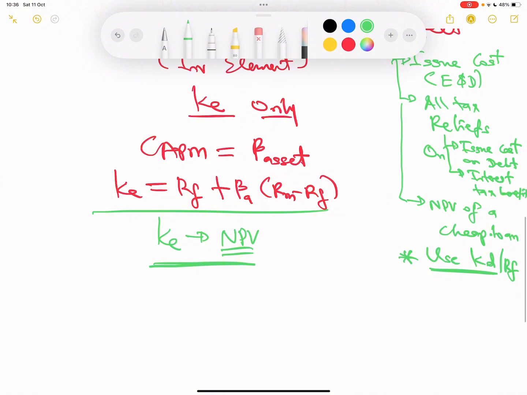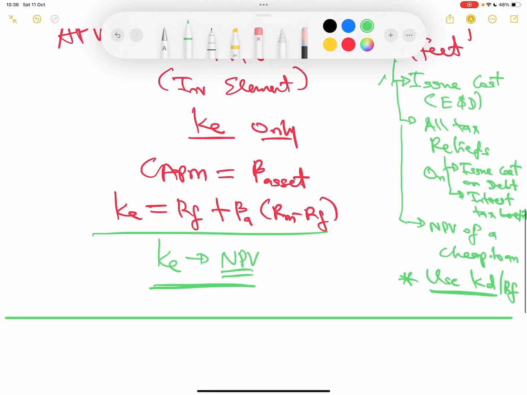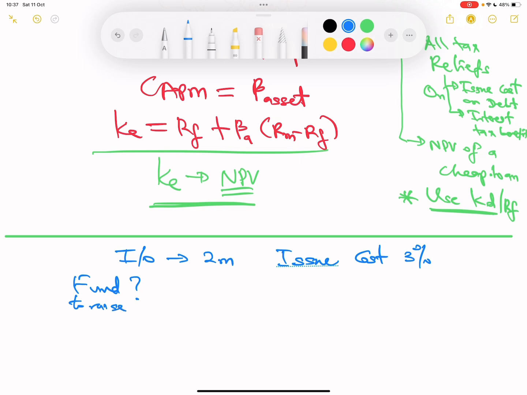Quickly, I'll just show you something briefly because I know it confuses some students. And this is the part on the issue cost, because sometimes they give you a question that is also tricky like that, and they want you to calculate the issue cost. Take for instance, if they tell you that the initial outlay of an investment is 2 million, and they say the issue cost is 3%. The question is, how much fund do they need to raise? And how much is the issue cost, given that information?